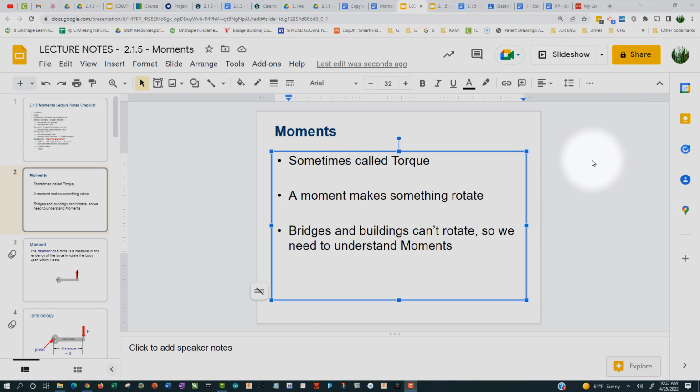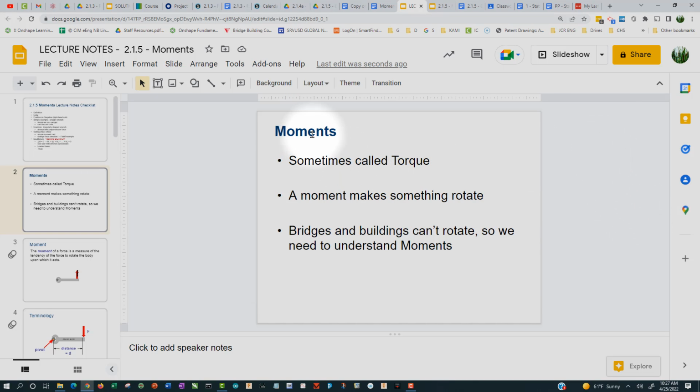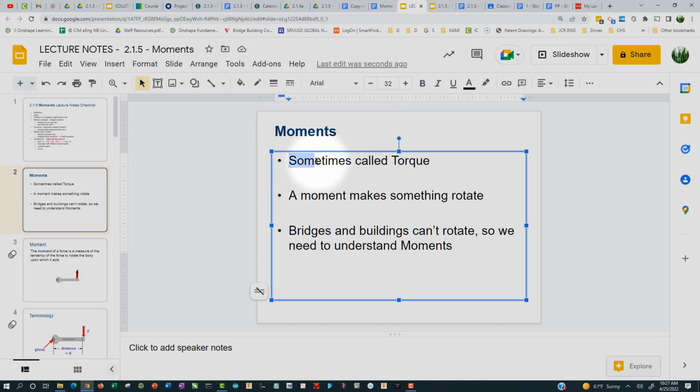In this video, we are going to talk about something called moments. A moment is sometimes called a torque. A moment makes something rotate, or tends to make it rotate if it can. Bridges and buildings can't rotate, so we need to understand moments and how a moment can affect an object that we want to be static and not moving.